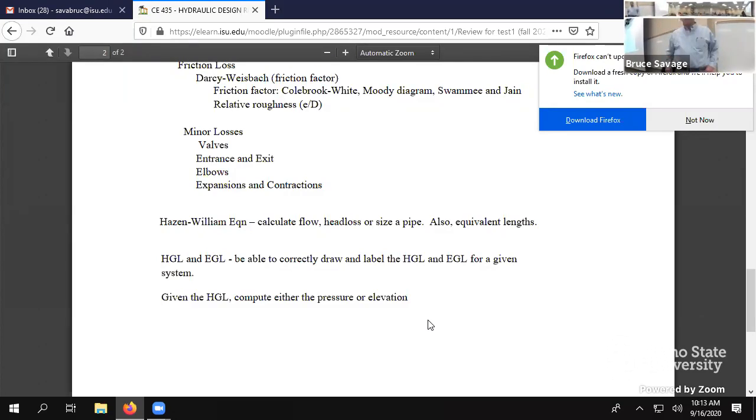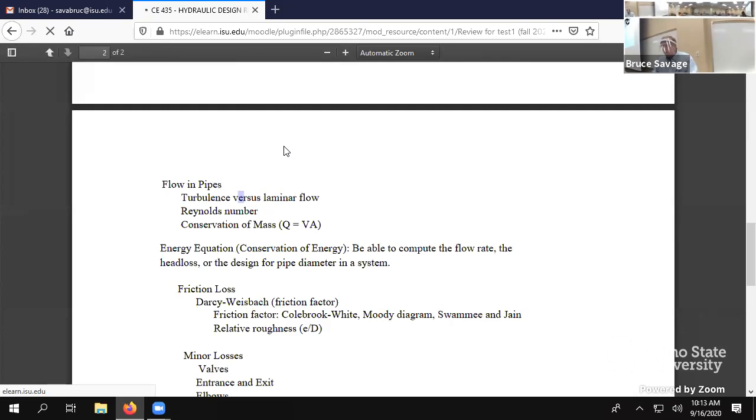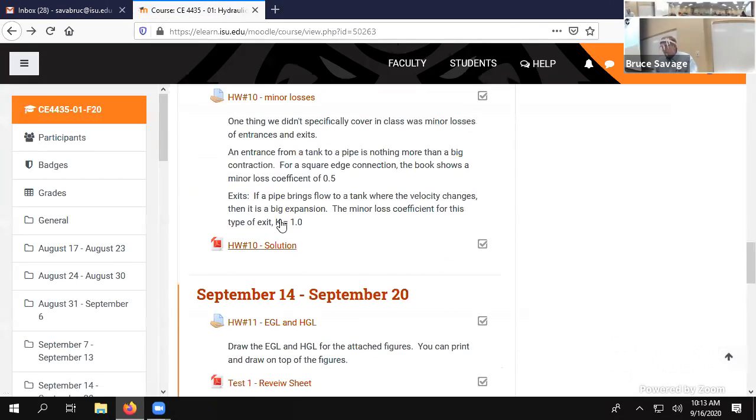Could you do the first part of the first question on the chapter 10 homework? Chapter 10 homework, or homework number 10? Number 10. Okay. The first part of homework number 10. Isn't this? Or just go through it. I think I'm missing something on that one. Okay.